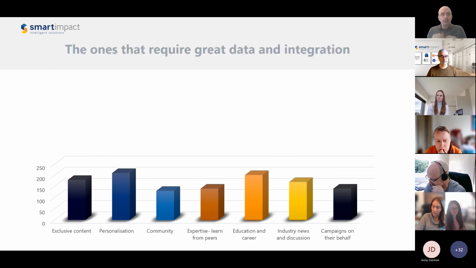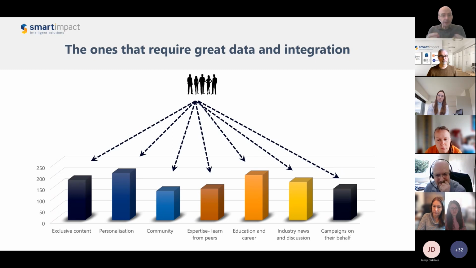And then we looked at the areas that members value that require great data to be available to the website, great integration to other systems. And the reality is that pretty much everything on your website, aside from silly stuff like the about page and your terms and conditions, everything else on the website requires exclusive content. It requires great data and integration.